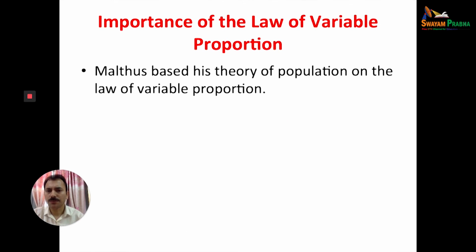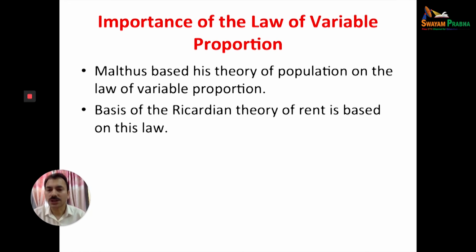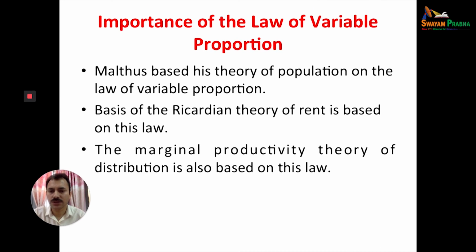Now, Malthus' theory of population is based on the law of variable proportion. Malthus has given a very important theory, the theory of population, which is based on, I will not discuss it in detail, but this theory is based on the law of variable proportion. Even the Ricardian theory of rent is also based on the law of variable proportion. Ricardian theory we'll discuss in a coming lecture. That's in our curriculum. The marginal productivity theory of distribution, which we'll also discuss in a coming lecture, is also based on this law of variable proportion.